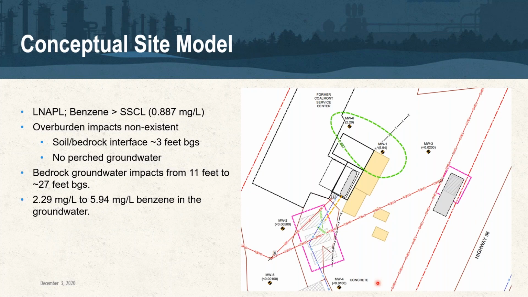And just looking at a conceptual site model initially from the facility here, the site has benzene above the site-specific cleanup levels, which were specified at 887 ppb. Bedrock impacts were from roughly 11 feet to 27 feet below grade, with varied concentrations of benzene within the two wells here of 2.29 to 5.94 ppm within groundwater. Next slide, please.